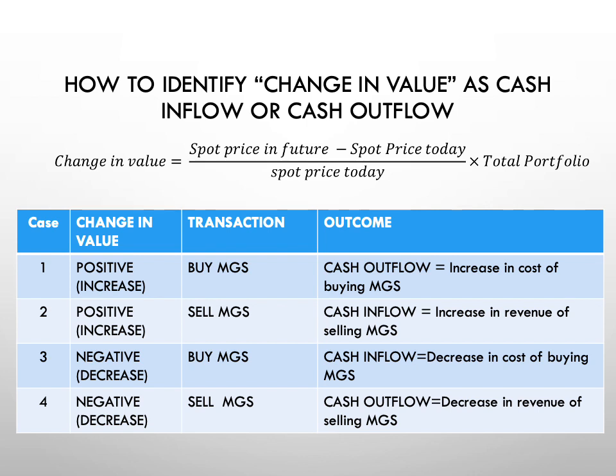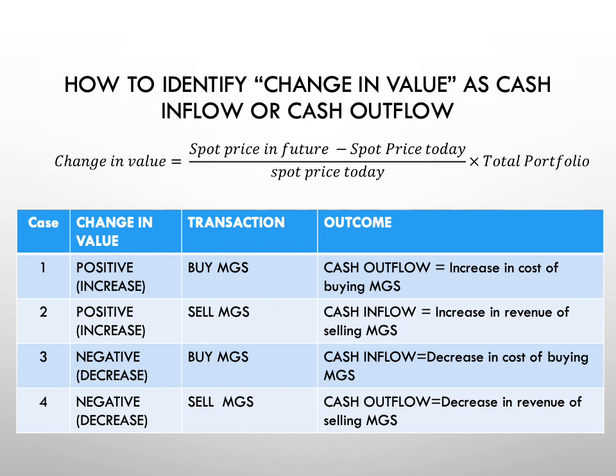Before we start with steps for long hedge and short hedge strategy, I would like to explain how to identify change in value in spot market as a cash inflow or cash outflow. The formula for change in value is spot price in the future minus spot price today, divided by spot price today, times total portfolio. When you calculate change in value, you can fall into four cases here: case number 1, case number 2, 3 and 4.